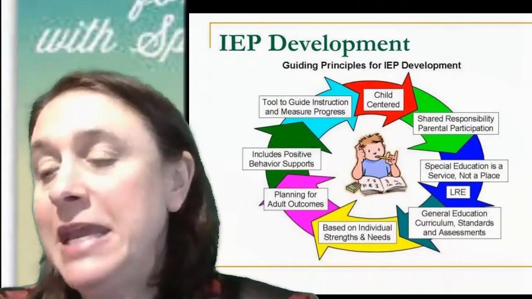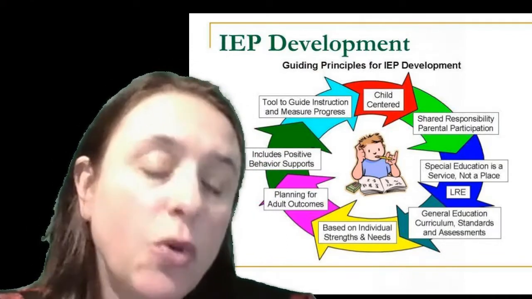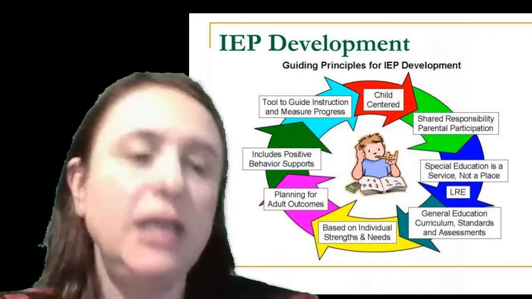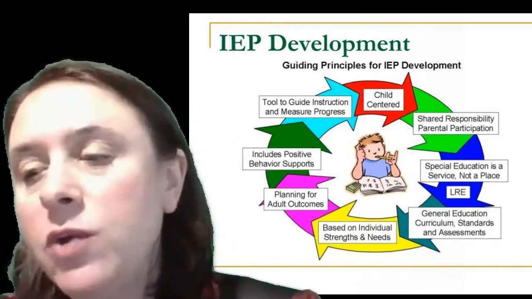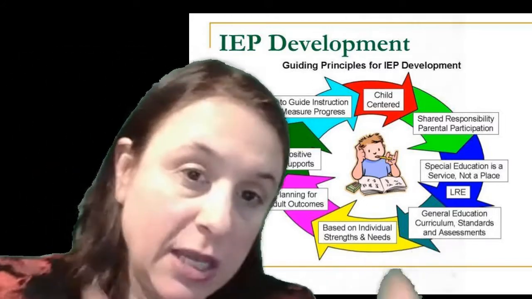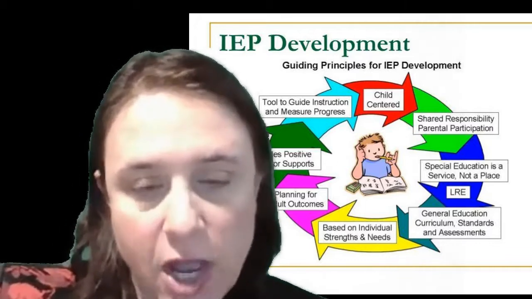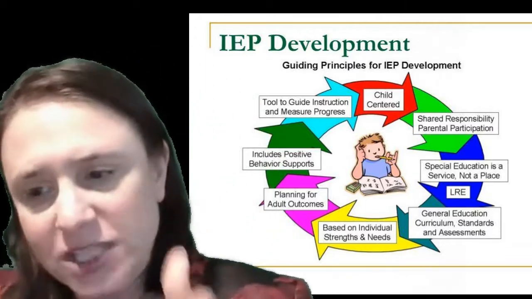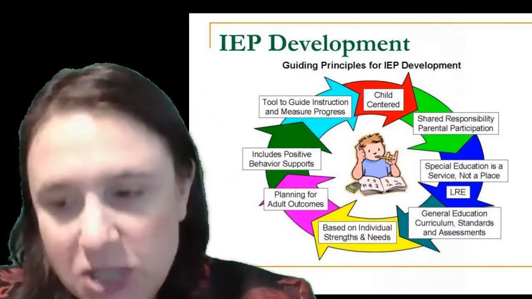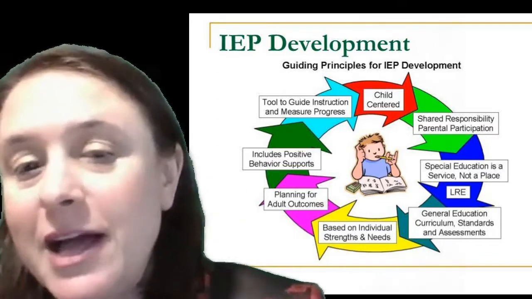So it might talk about needing extra time in tests. We might talk about needing someone to read questions to a child. So we start to form that IEP more around how can we support that child as a classroom learner. So we move from that Individualized Family Service Plan, which is how can we support the family and the child, to the next plan, which is how can we support the child, to the final plan, which is how can we support the child as a learner in the classroom.